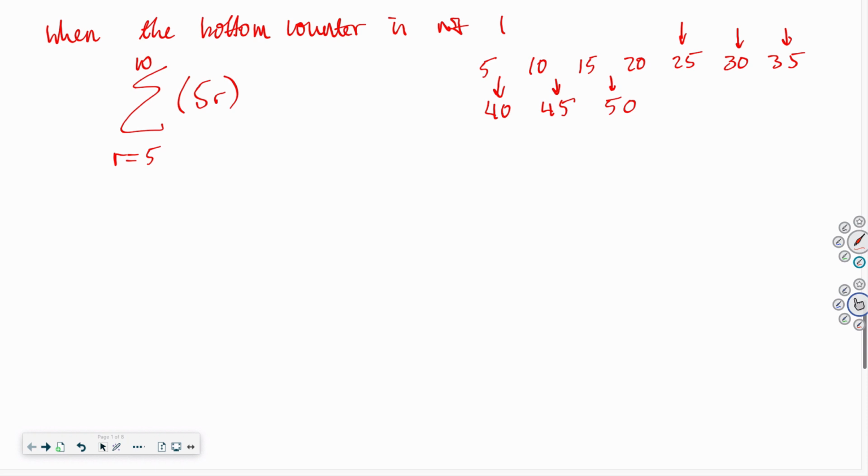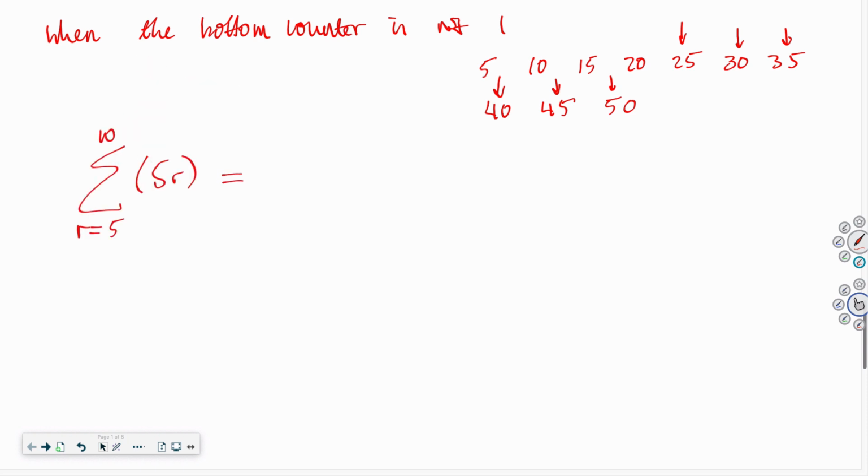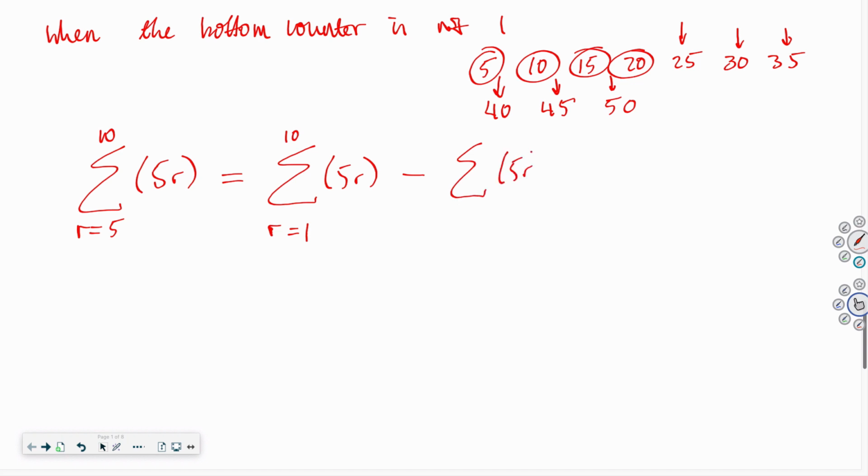So this sequence becomes the summation of 5r from r equals 1 to 10. So we're adding all of these together, including these. But we don't want those 4 circled, so then we have to take away the summation of 5r from r equals 1 to 4. We do 1 less than the counter we had here. Because we add all of them together, then we take away the summation of the bits that are less that we don't want, the circled ones there.